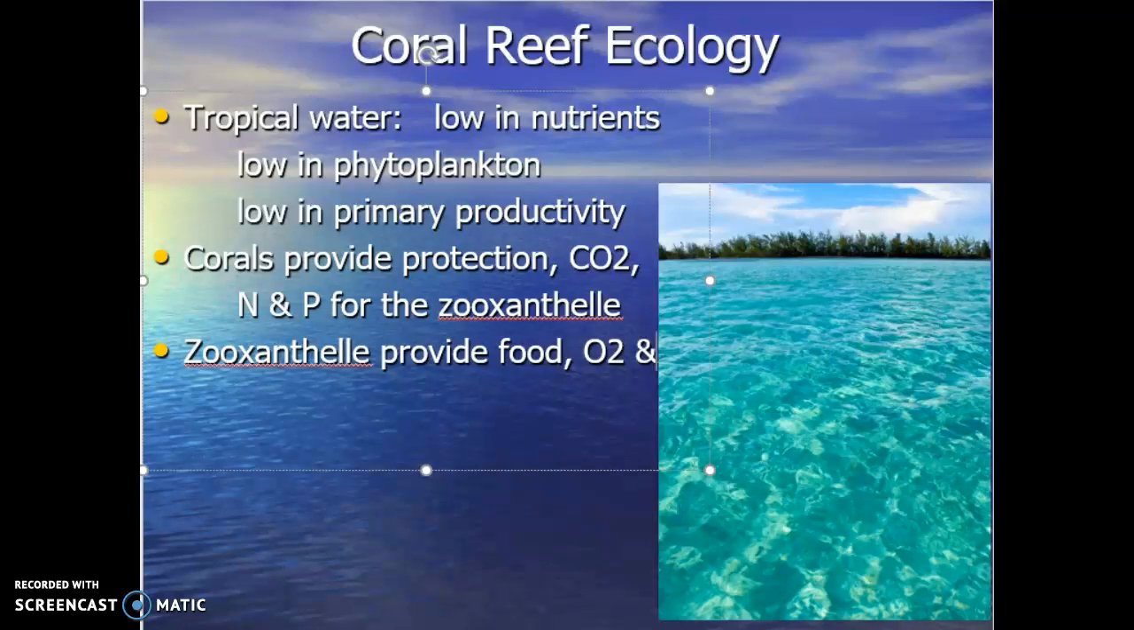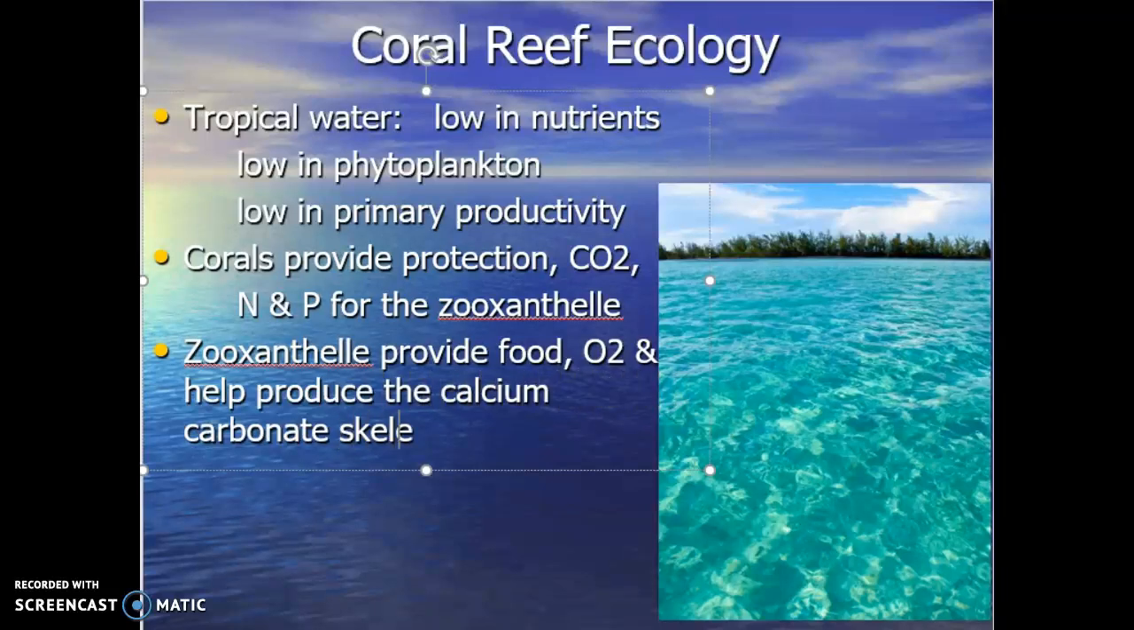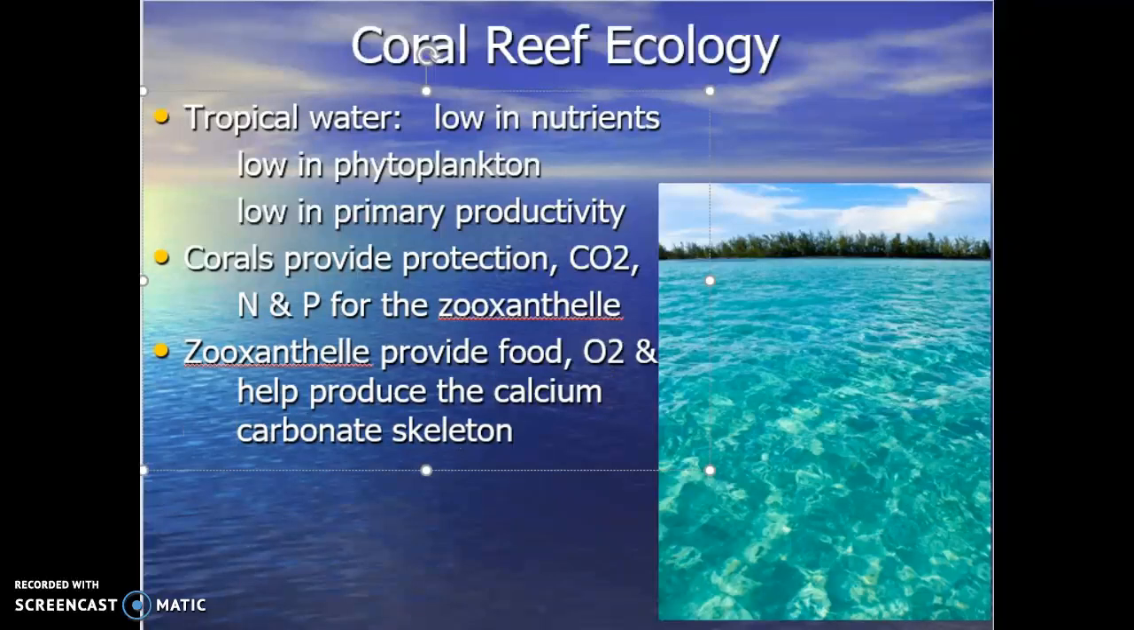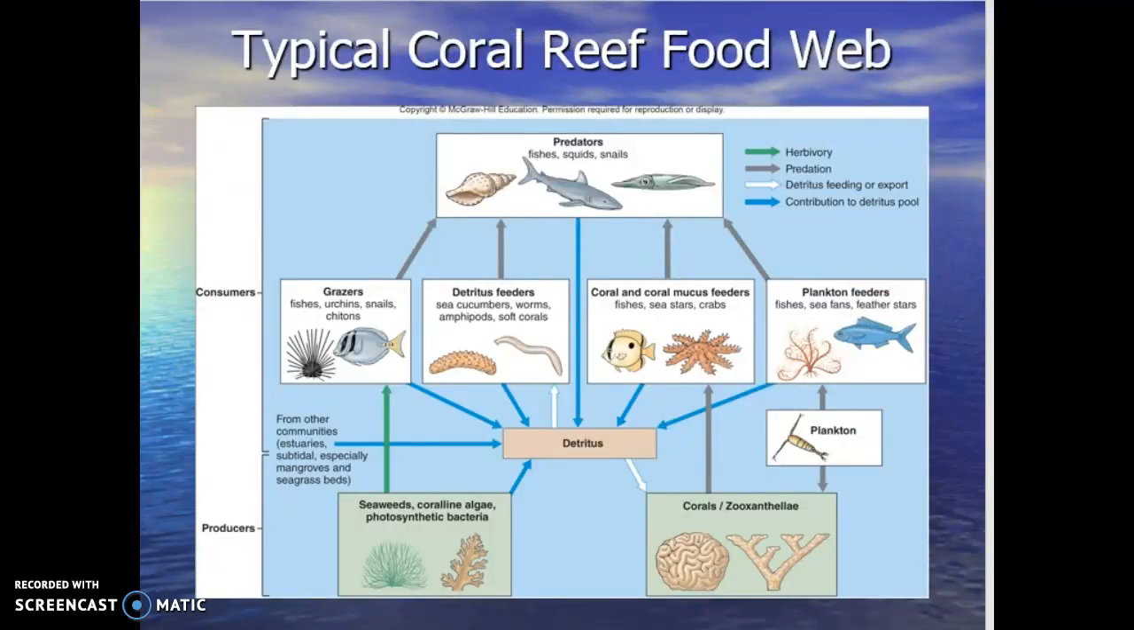oxygen, and help produce the calcium carbonate skeleton for the corals. Alright, so all this is the basis of our reef ecosystem. So when you look at a reef and you go, wow, again, Caribbean, it's this beautiful, clear, tropical water. It's because there's not much phytoplankton and primary productivity or nutrients there. But what it does, though, is set up the typical coral reef food web.